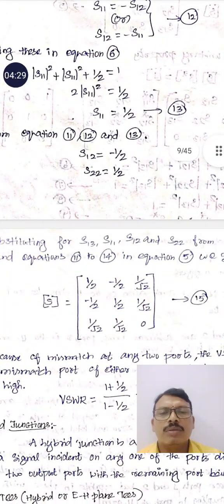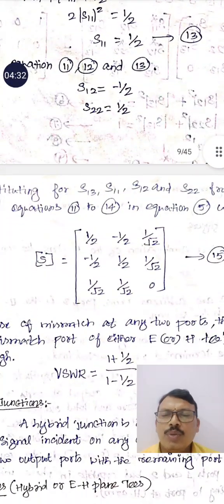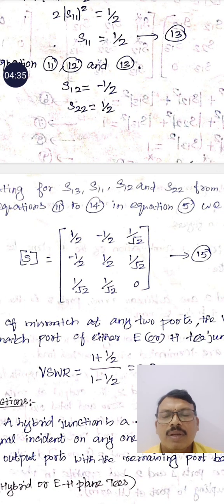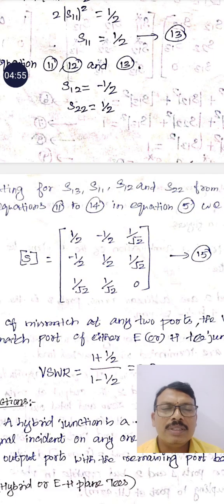These values are substituted in equation number 5. Now I will get the new scattering matrix. The scattering matrix represents how the power is divided in the H plane T and vice versa. First, S11 is 1 by 2. Then S12 will be minus 1 by 2. Finally, S13 will be 1 by root 2. So this is the S matrix equation of the H plane T. Thank you.